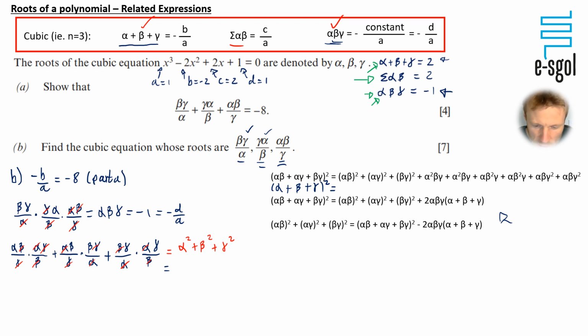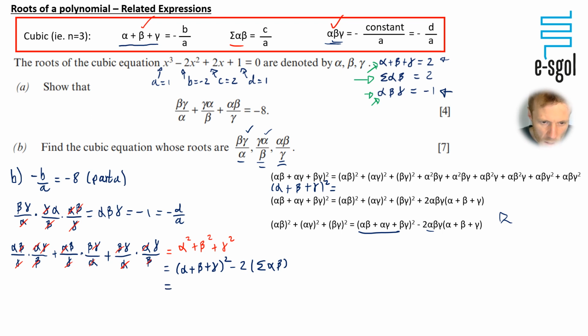If we do this, this is what we get coming out: alpha plus beta plus gamma squared. You can see it's a very similar situation to this, minus 2 times the sum of alpha beta, which is a bit like this, but slightly different.